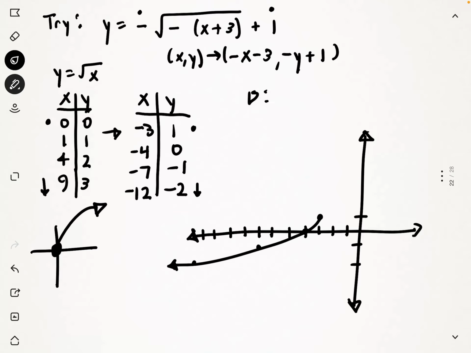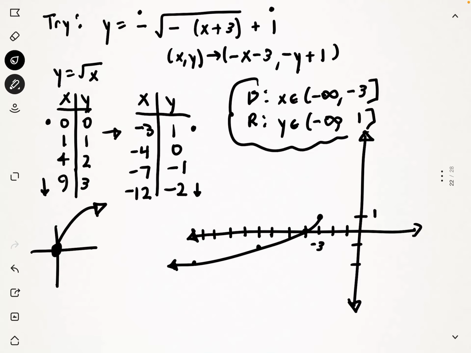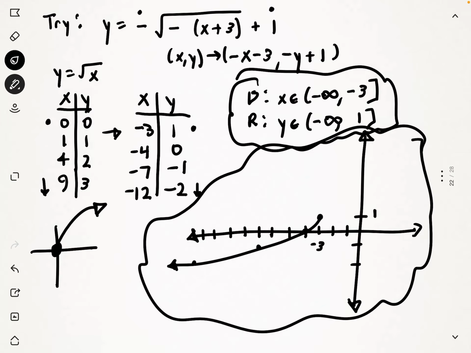Now, if we do domain and range, we can do that next. So we can say that our left bound is negative infinity. It goes all the way to the left. But the right bound is at negative 3. It's not going to go any further to the right than negative 3. And then for our y's, it goes down to infinity but reaches a maximum y value of positive 1. So we have our domain and range, and we have our graph.